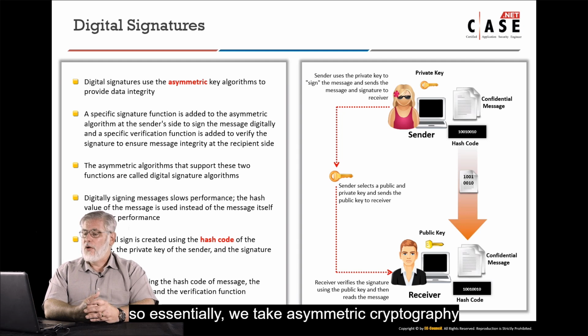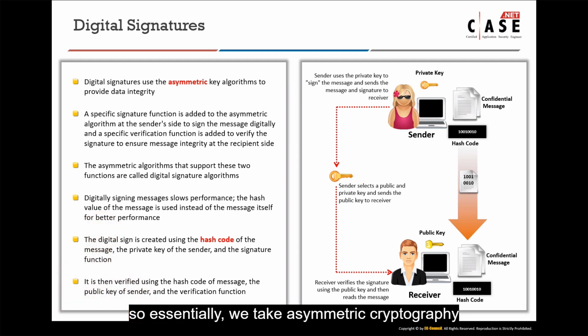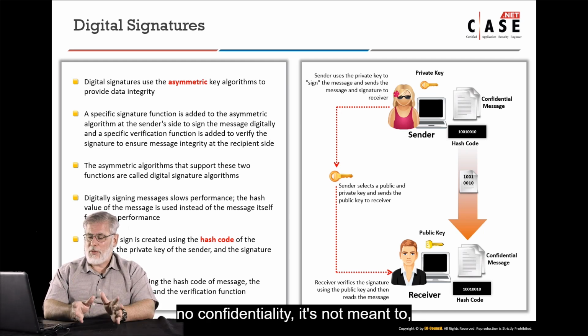So essentially, we take asymmetric cryptography and flip it around. I sign something with my private key. Anybody who has my public key, and by definition that's pretty much anyone who wants it, can go in and verify my signature. And again, this provides no confidentiality. It's not meant to. It's just meant to prove who sent it.